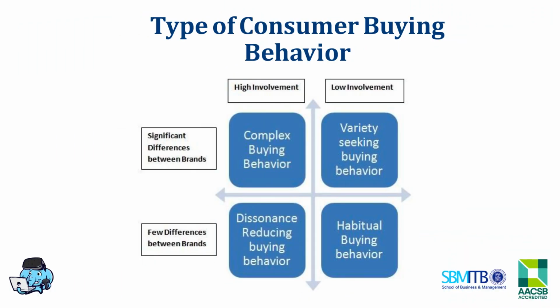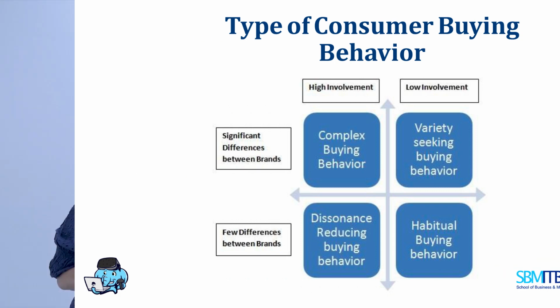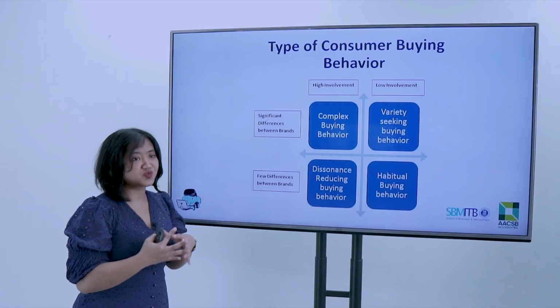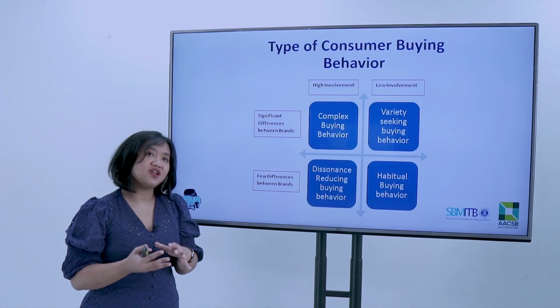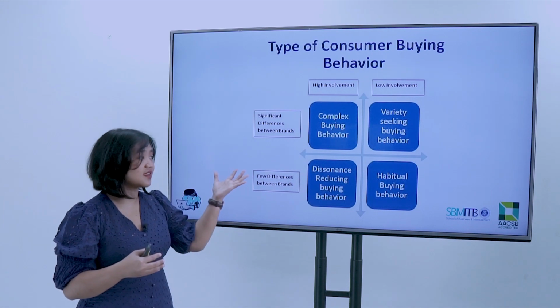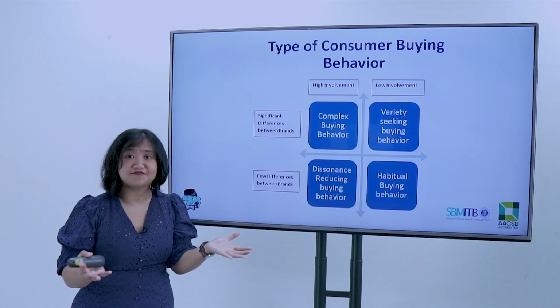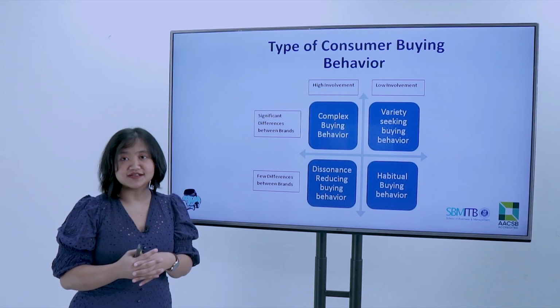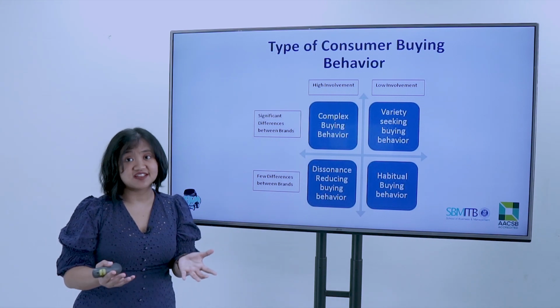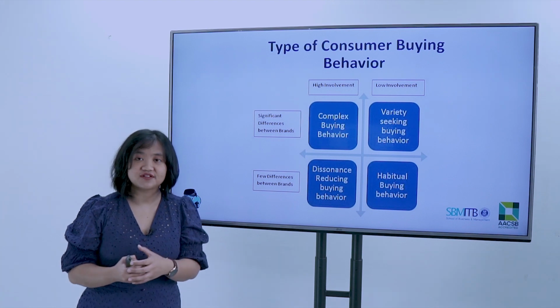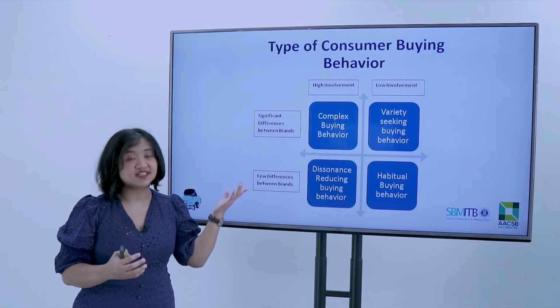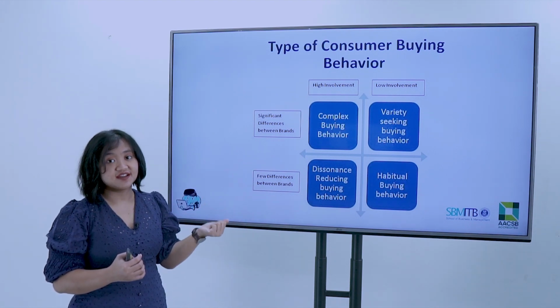Next, the variety seeking buying behavior. In this case, we sometimes have low involvement in going through information before we buy the products, but there are significant differences between brands. Like when I buy boba drinks, I kind of do this as a variety seeking buying behavior.